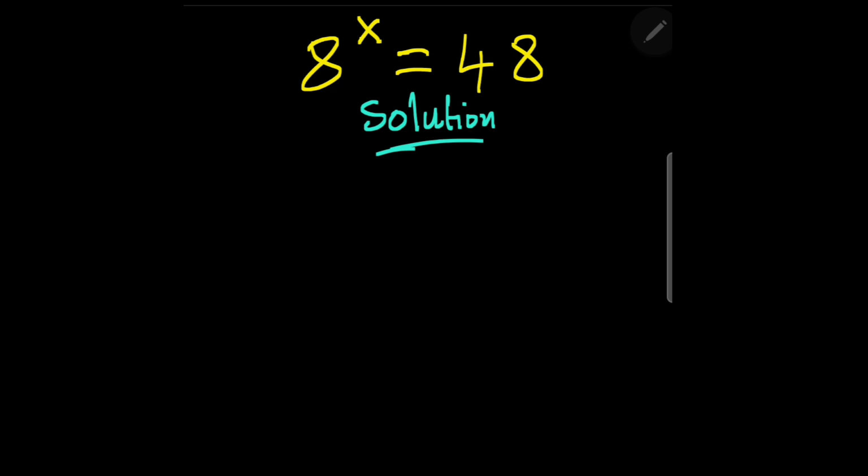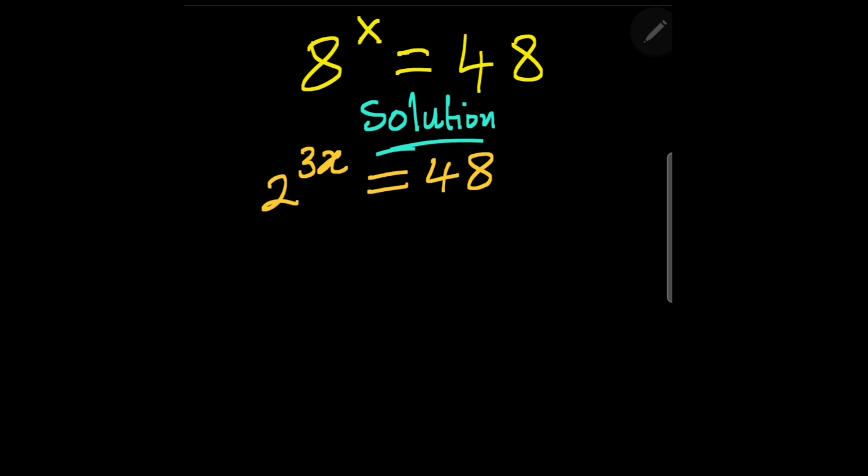So all we're going to do is try to break this 8 into base 2 first. So 8 in base 2 is the same as 2 raised to the power of 3, because when you multiply 2 by 2 by 2 in three places, we get 8. Then everything is raised to the initial power, which is x. So we can write 2 raised to the power of 3, which is the same as 8, then to the power of x, which is equal to 48.